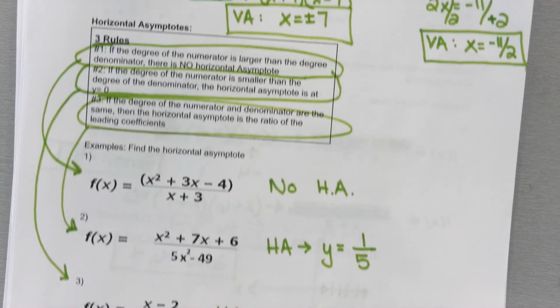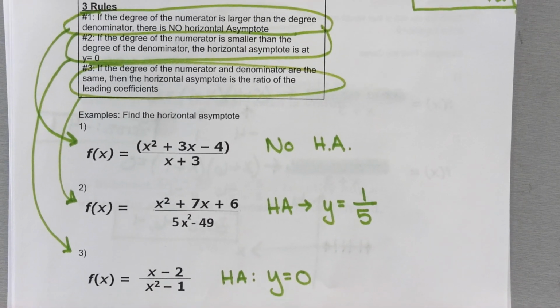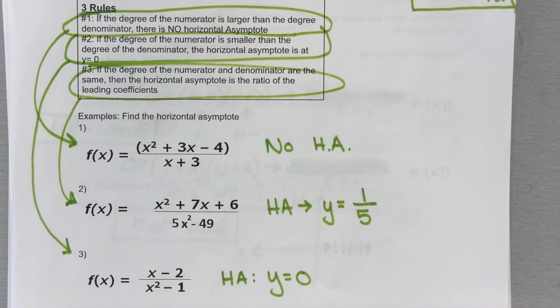The last one we saw were the horizontal asymptotes, and we had 3 rules. Rule number 1, if the degree of the numerator is bigger than the denominator, 2 is bigger than 1, yes? Then there's no horizontal asymptote. If they're the same, 2 over 2, agreed? You take the ratio of the leading coefficients, so 1/5. If the top is smaller than the bottom, then we have a horizontal asymptote at 0. So far, so good?